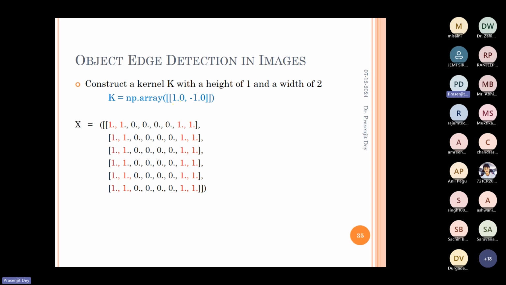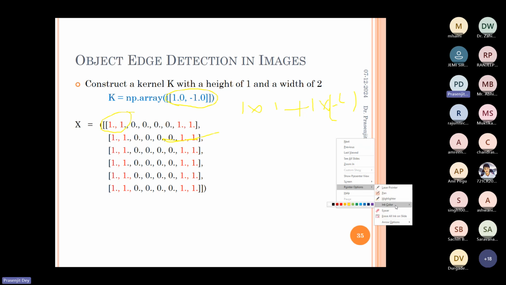Now I am going to use a kernel with +1 -1, and I am going to apply this kernel on the total image. First this kernel will be applied on this part of the image. So what will be the computation? It will be 1 into 1 plus 1 into -1. I think I should use a different color, so let me use a deeper color.